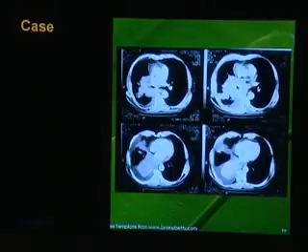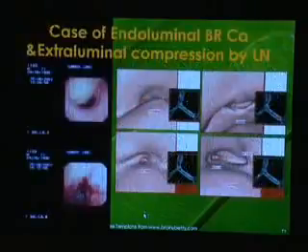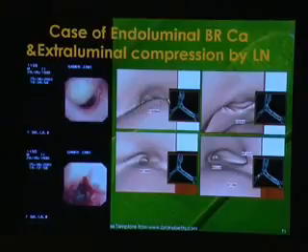Here is another case showing an irregular mass lesion attenuating the right main bronchus with associated pleural effusion and subcarinal lymph nodes, and distal pneumonic changes or distal obstructive pneumonitis. Virtual endoscopy shows the extraluminal compression by virtue of the enlarged lymph nodes and the presence of right upper lobe obstruction. And these are the corresponding fiber optic endoscopy images.